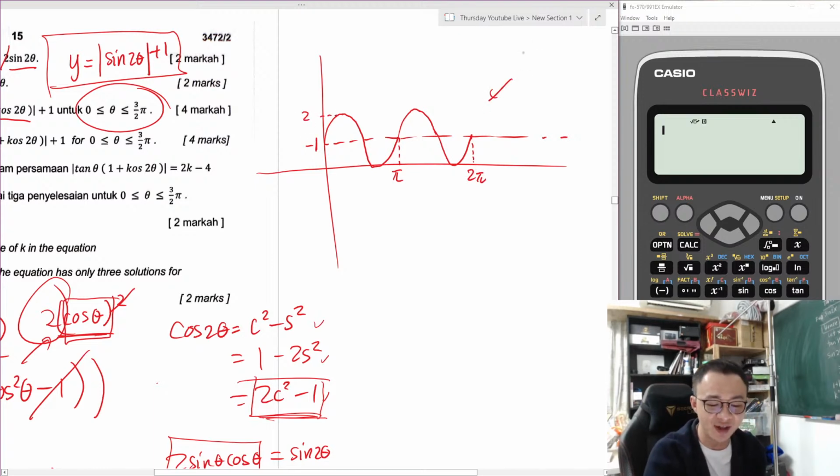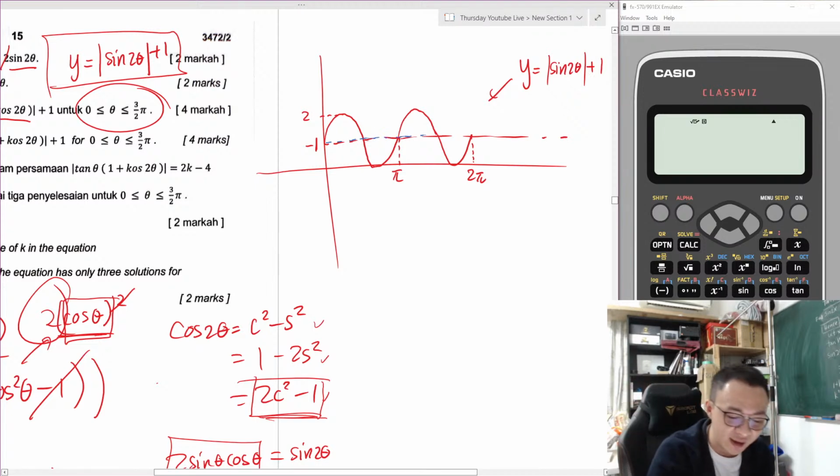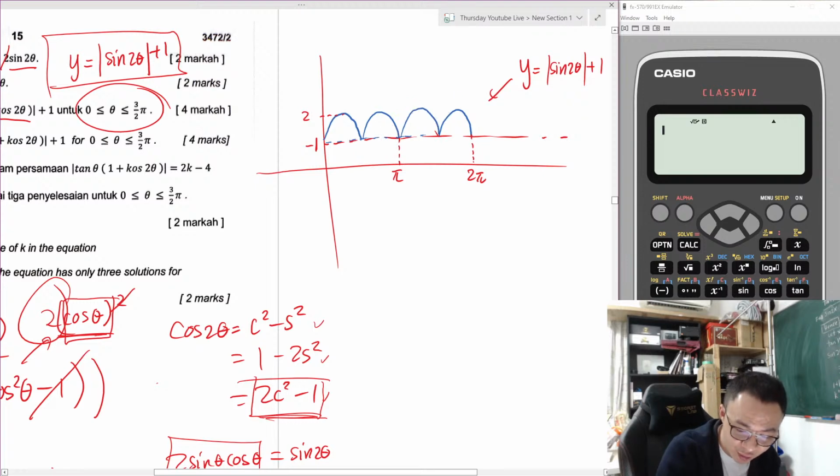Whatever I sketch here is basically y equals sine 2 theta plus 1. But if I want to modulus this one, I'm going to do a reflection for whatever is below 1 here, because you realize my modulus doesn't include the plus 1, isn't it? Then I only do a reflection here. Then I'm going to erase the red color one. Oops. Supposedly, I should get something like this.